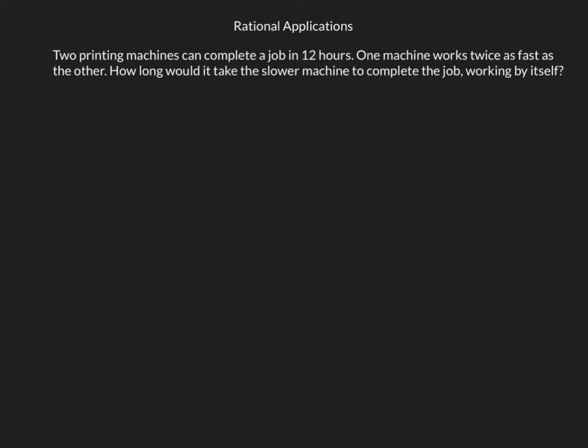So our first piece of important information is two printing machines can complete a job in 12 hours. So they're working together. And then one machine works twice as fast as the other. And then our question, how long would it take the slower machine to complete the job working by itself?